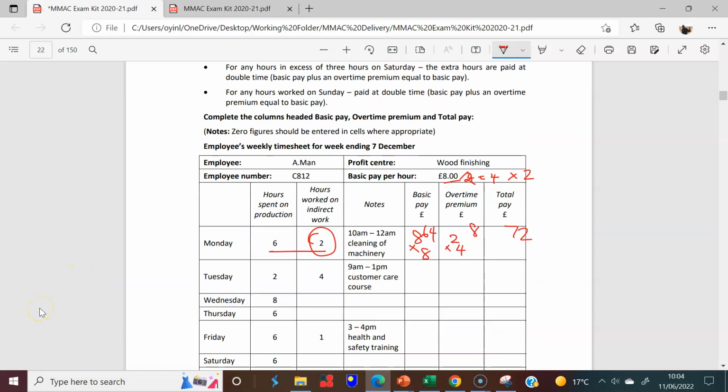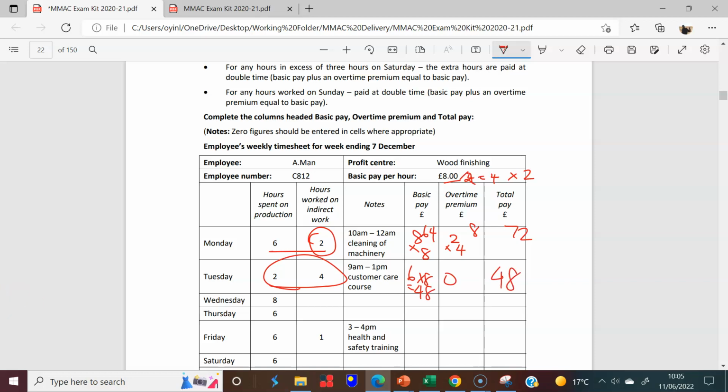Here you've got 2 hours here, you have 4 hours here. So fair enough, they're on different projects, but you only really have a total of 6 hours. So you have a total of 6 hours. Pay those 6 hours at the £8 rate. And that's 48, right? There's no overtime, so your total is 48.